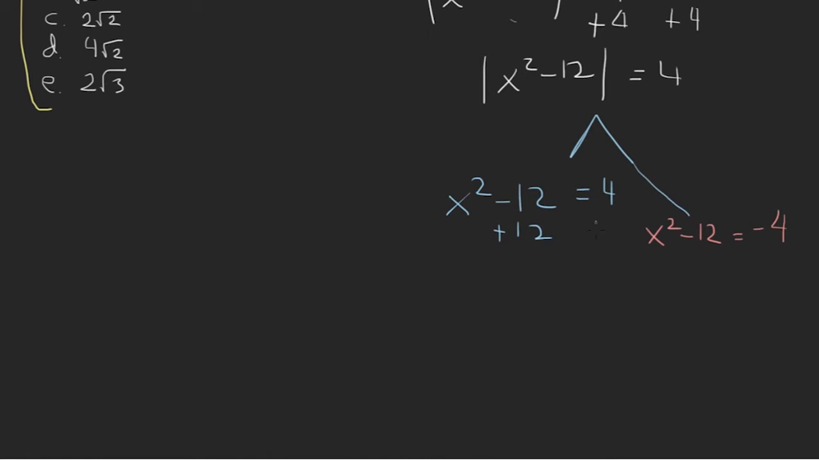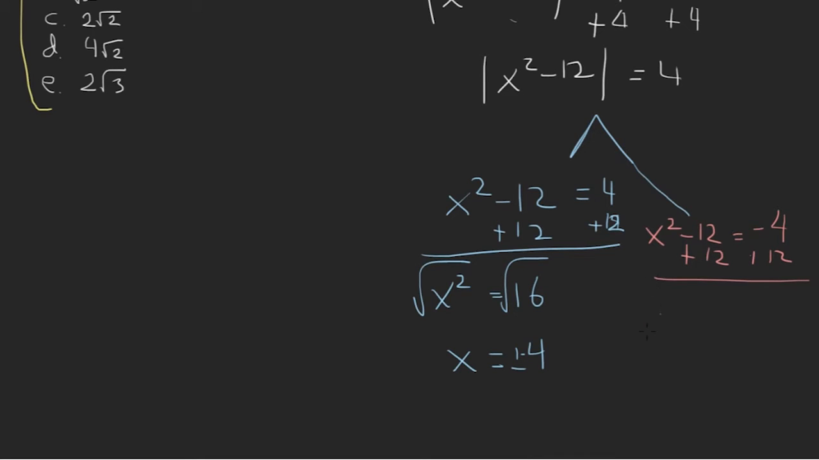Let's solve these. We'll add 12 to both sides. X squared is equal to 16, so x, after you take the square root on both sides, is equal to plus or minus 4. Now, let's solve the other one. Let's add 12 to both sides. X squared is equal to 8.